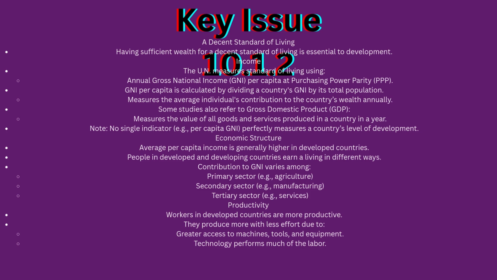Per capita GNI, or for that matter another single indicator, cannot measure perfectly the level of a country's development. Average per capita income is higher in developed countries because people typically earn their living by different means than in developing countries. The contribution to GNI among primary, secondary, and tertiary sectors differs between developed and developing countries. Workers in developed countries are more productive than those in developing countries. Workers in developed countries produce more with less effort because they have access to more machines, tools, and equipment to perform much of the work.